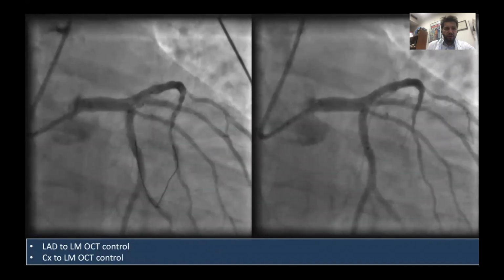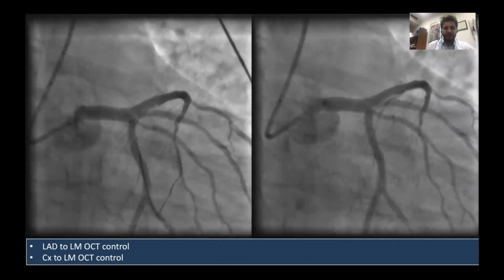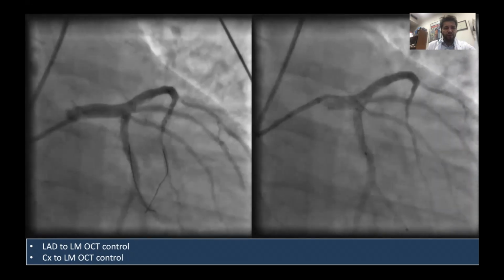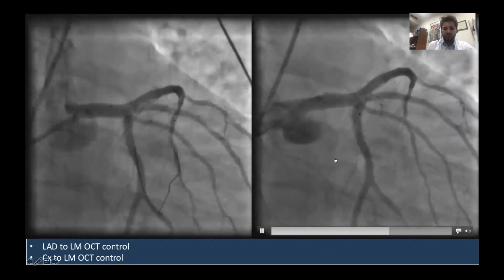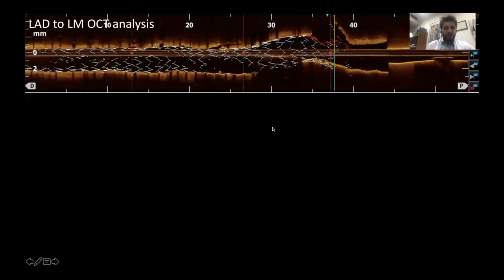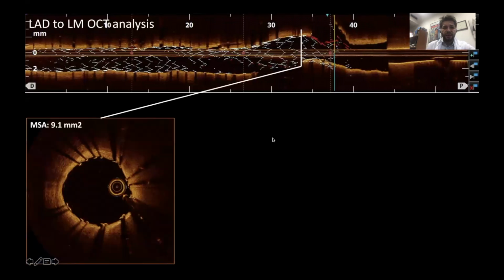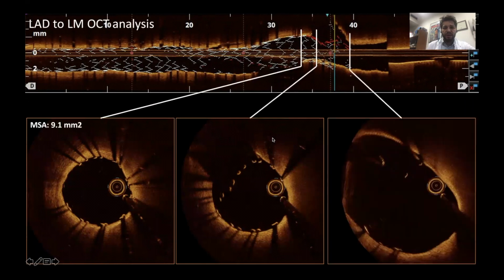That was the final angio, and of course we decided to go for both branch OCT analysis to confirm our feelings and our intuition. So this is the LAD to left main OCT analysis, and you see that the result on this OCT run is really great. There is no malapposition, no poor expansion in the LAD. This is the carina, and you see that the cells are in an adequate position, and there was no dissection on the mid and ostial left main.